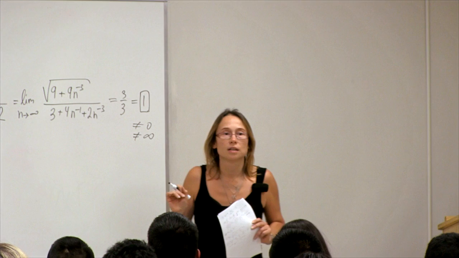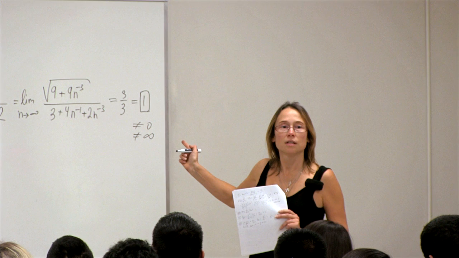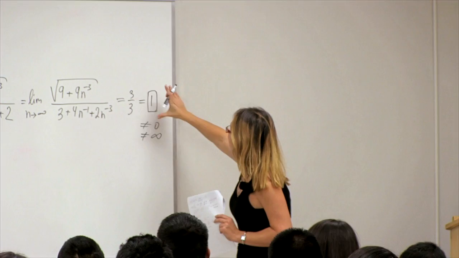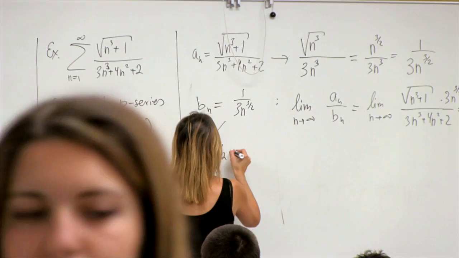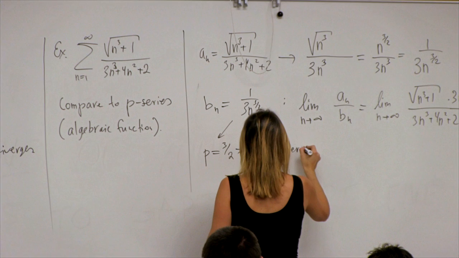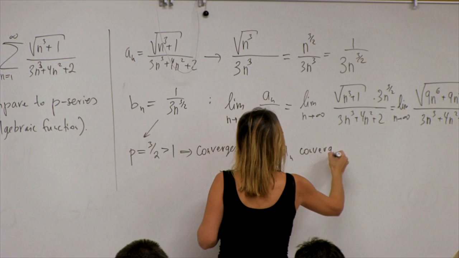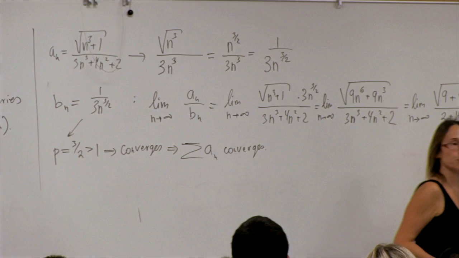Question? I was going to say, since you got a finite answer for the limit, you know that they both converge or diverge. Yes. Then would you just look at what the p-series rule is? That's the next step. I now know that they behave in the same way. Let's look at the p-series. I could have done it to start with. This is a p-series with p equals 3/2, which is greater than 1, so this converges. So a_n also converges. Very good. Questions?